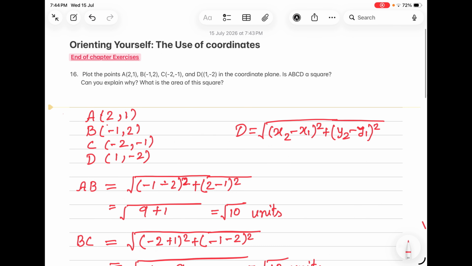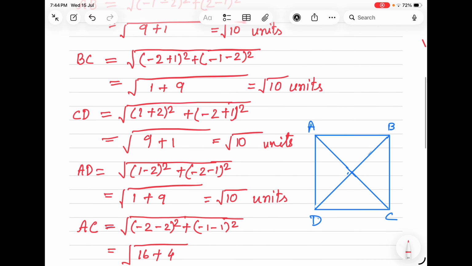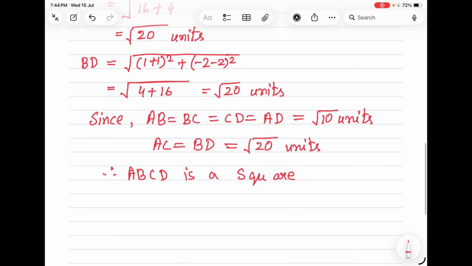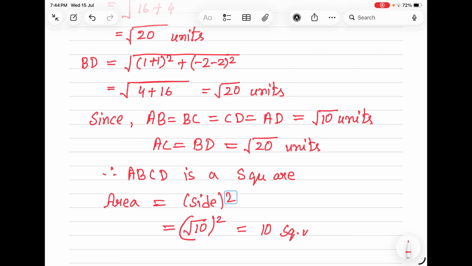Another question is, what is the area of this square? What is the formula for the area of a square? Side square. So area is side square. What is the side length? Square root of 10. Whole square equals 10 square units. This is the answer to this question.